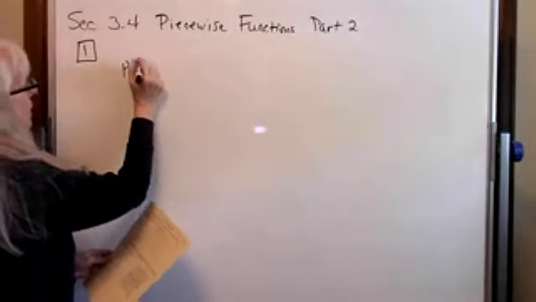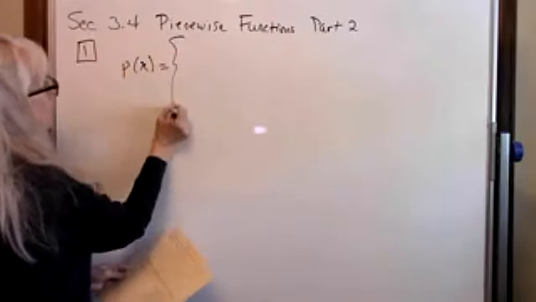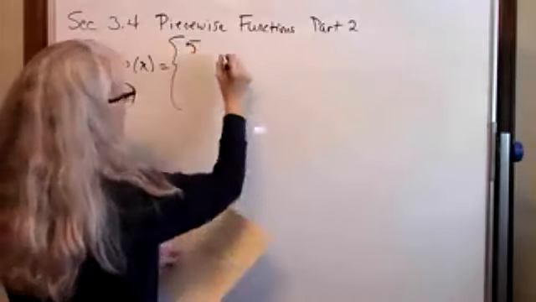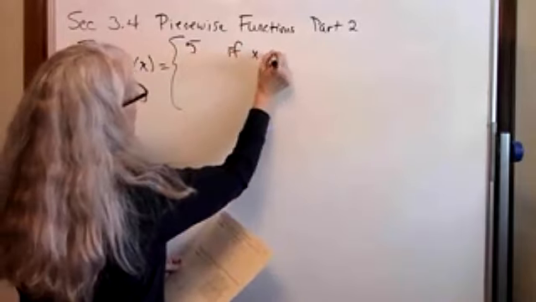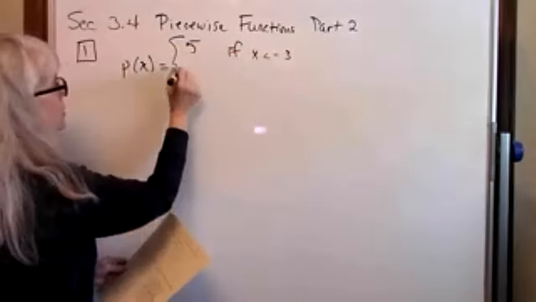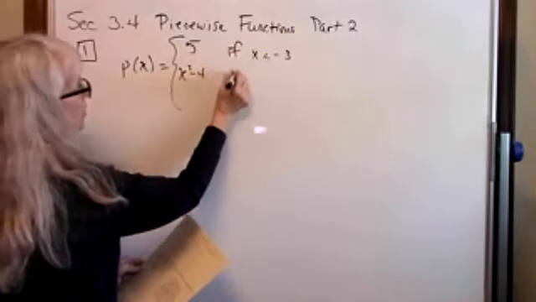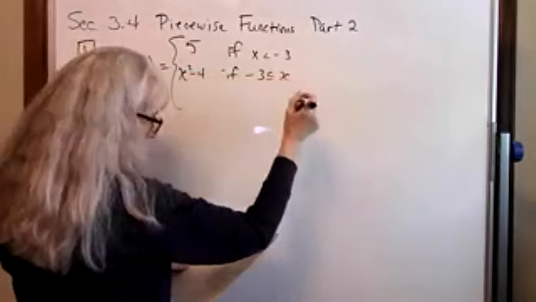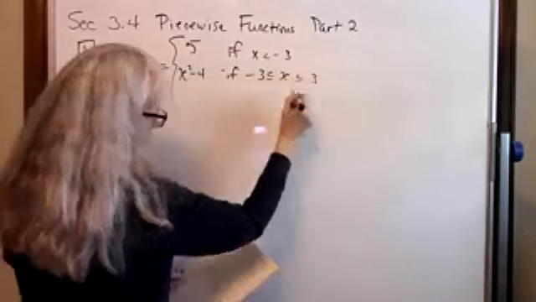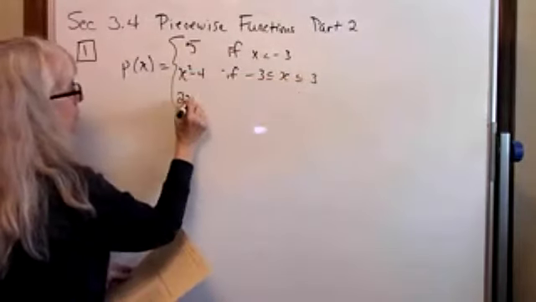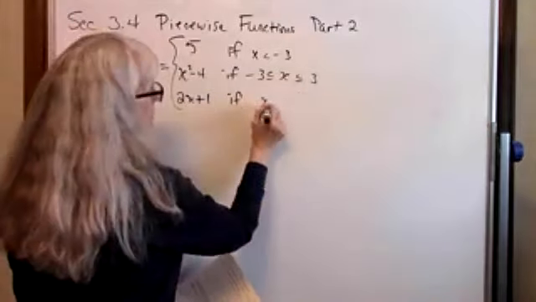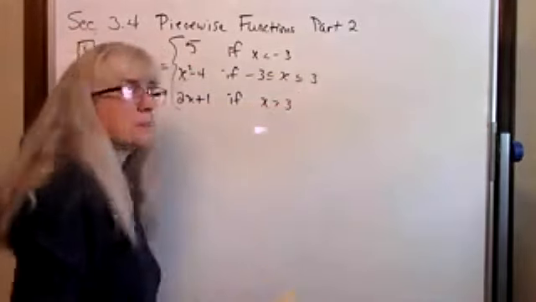So we have p of x, and that's equal to, and you see this brace, and then you're going to see 3 different lines. So 5, and that's if x is less than negative 3. We also see x squared minus 4 if negative 3 is less than or equal to x is less than or equal to 3. We have it's equal to 2x plus 1 if x is greater than 3. So we have 3 different pieces to this graph.